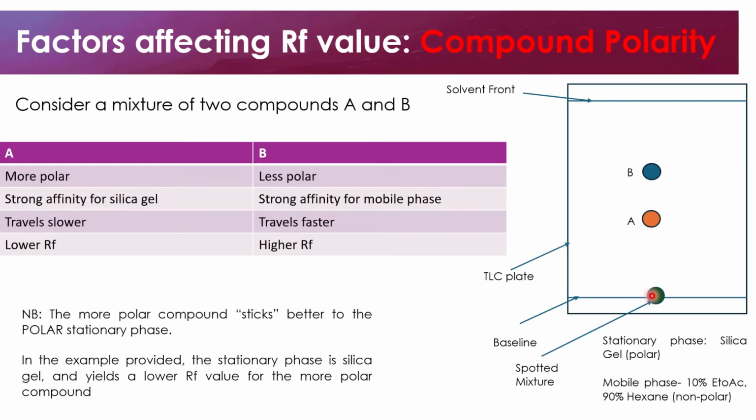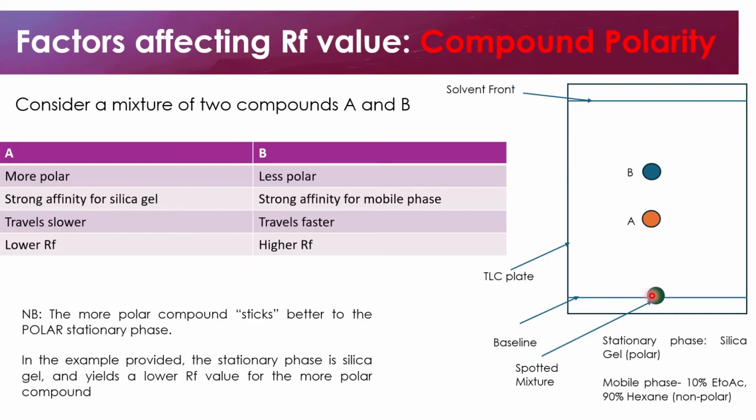a more polar compound, will have a strong affinity for the stationary phase and will be adsorbed most onto the stationary phase. As this happens, compound A will travel the least with the mobile phase and have a lower RF value as compared to compound B, because of compound A's strong affinity for the stationary phase.